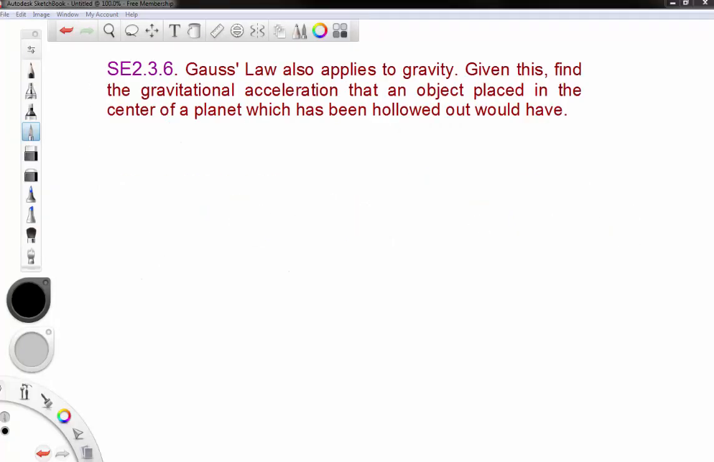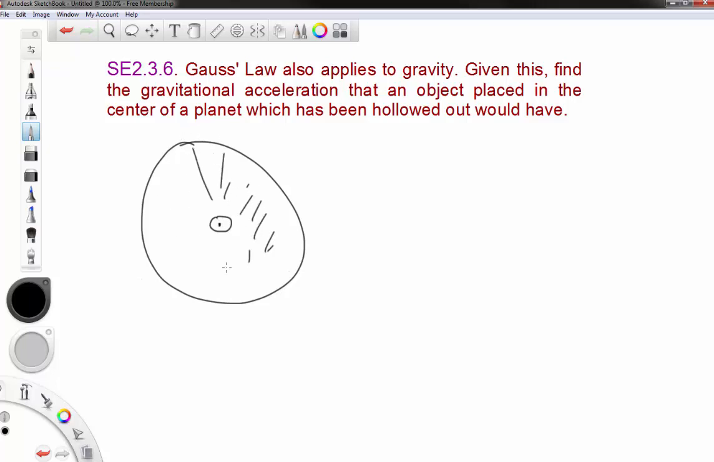Gauss's law also applies to gravity, as was said before. It's just that now we talk about gravitational field lines. The equivalent to charge is, of course, mass. If we have the Earth and there's a little spot in the middle of the Earth and we have an object sitting in the spot here, and this is hollowed out and this is solid, solid, solid, solid, solid. I'm not trying to draw field lines, I'm just trying to show that all this is solid.